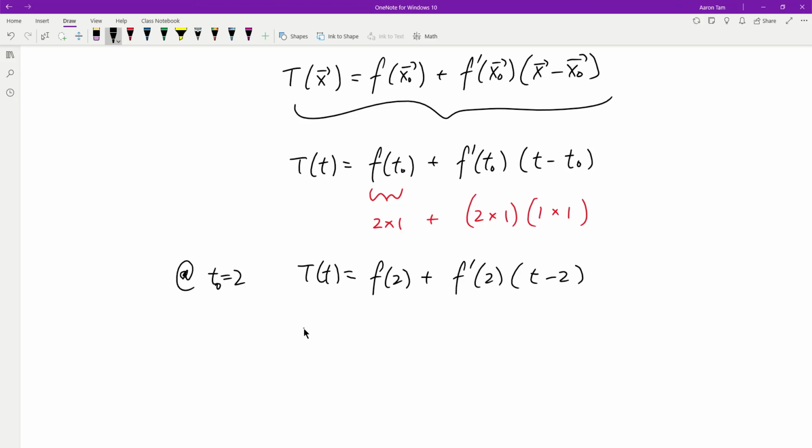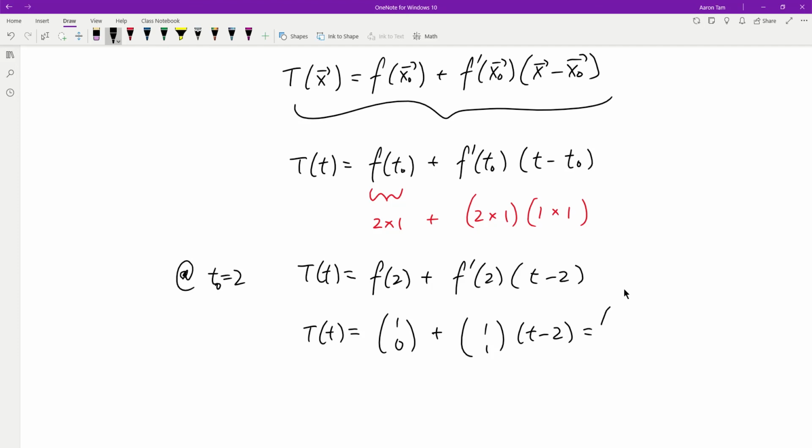So therefore that would mean that T of t would equal f of 2, which we already know is (1, 0). And no, you cannot write this horizontally. You have to write it vertically as 1, 0, one on top of each other. Plus f prime of 2 would be (1, 1). And yes, you have to write it vertically also in this case because it has to be a 2 by 1 derivative matrix, multiplied by t minus 2.